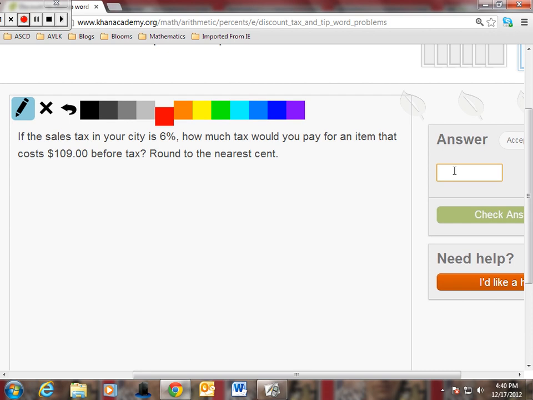All right, let's take a look at another one. If the sales tax in your city is 6%, how much tax would you pay for an item that costs $109 before tax? Round to the nearest cent.